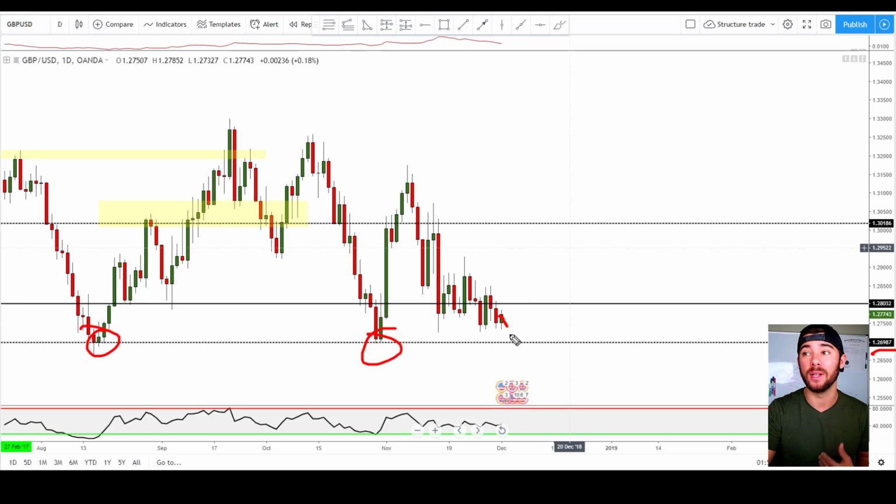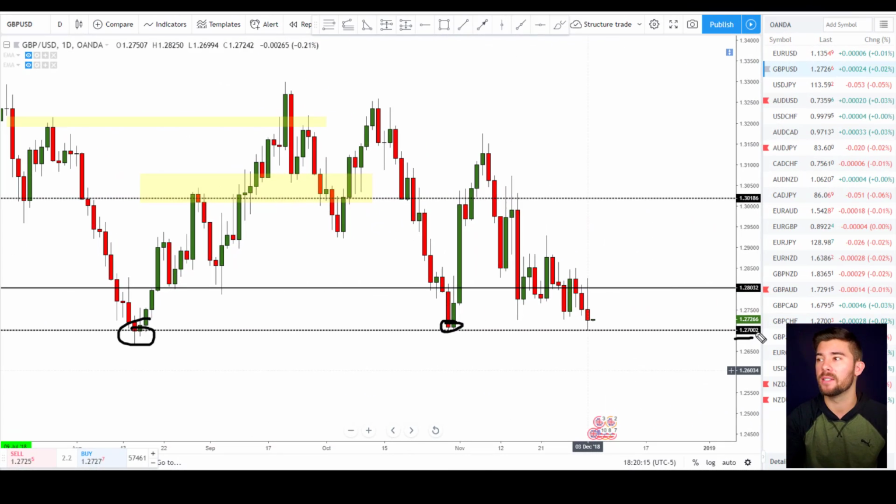1.2698. If we do, for me personally, this is going to be a good place to look for some possible counter trend bounce up to the next major level of structure, being at 1.2803. So this is a possible area where I'll be looking to get a possible around 100 pip bounce out of this market for a counter trend play here on the pound dollar.